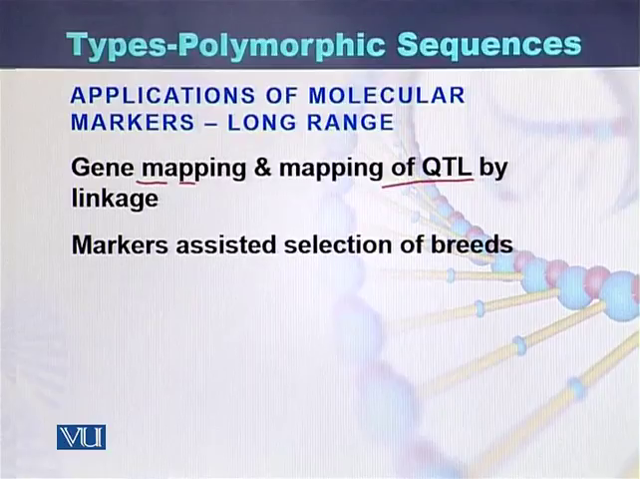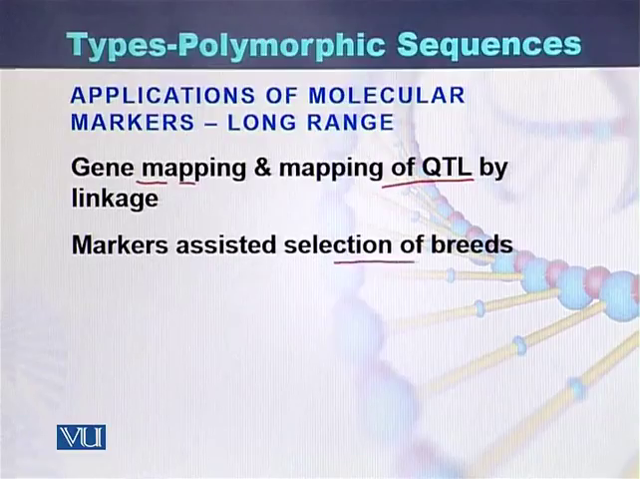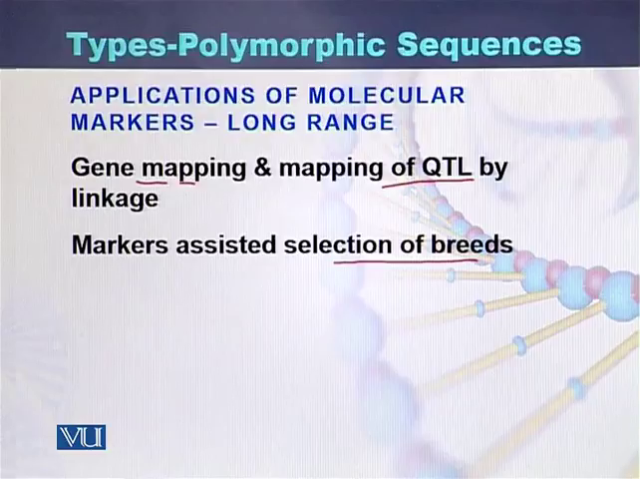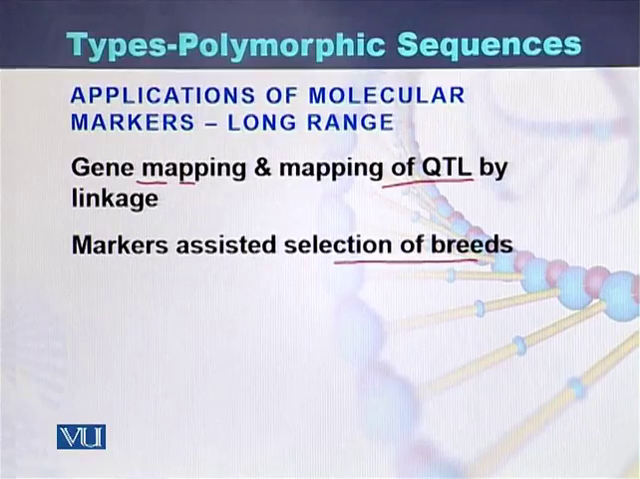So long range applications of the polymorphic markers can be gene mapping to identify the genes or mutations, as well as mapping of the QTLs. Along with this, markers also assist in the selection of breeds, particularly in animals and plants, to differentiate between good breeds and bad breeds. So there are two long range applications of the polymorphic sequences, gene mapping as well as marker assisted selection of the breeds.